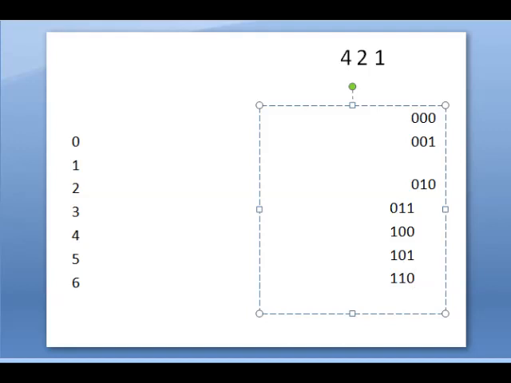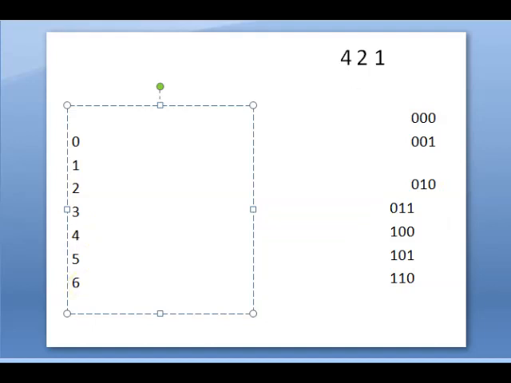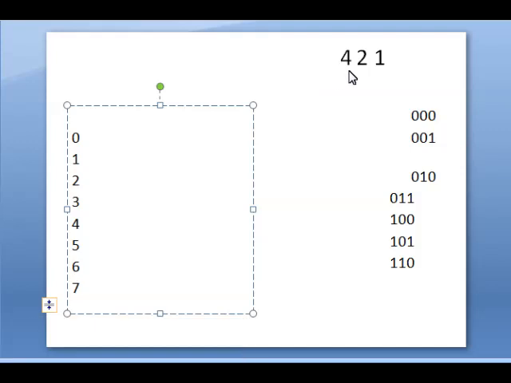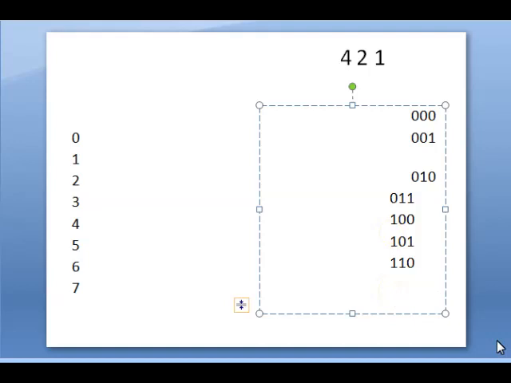The next number is, what is the next number? 7. 7 means 4 plus 2 plus 1. So the binary equivalent is, we have to add all the digits. 4 plus 2 is 6, 6 plus 1 is 7. So in all the digits we have to put 1. 1 1 1. Okay, so this is how we have to write the binary equivalent for the octal numbers.